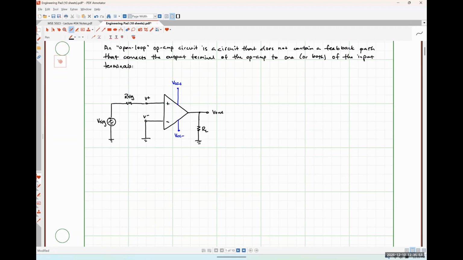So hopefully this circuit looks a little familiar because it's literally the one that we analyzed in Monday's class because today is Wednesday. I think, yeah, okay.